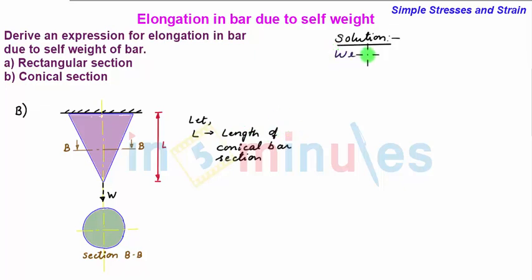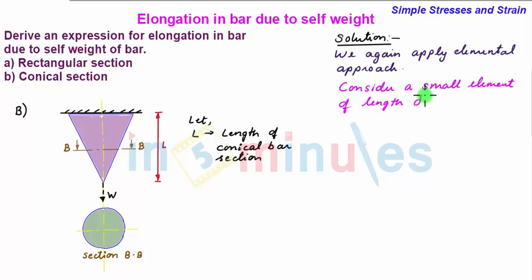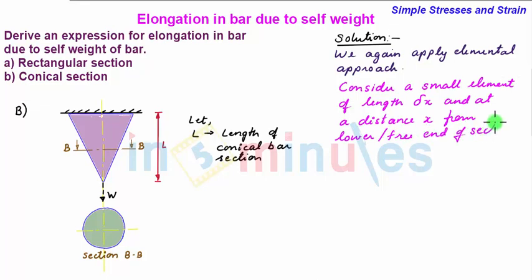So, solution: we again apply the elemental approach. Consider a small element of length delta x and at a distance x from the lower or free end of the section. So this is a small element of length delta x and at a distance x from the bottom or free end. Now we see that this small element is being subjected to a load or weight, which is the weight of this small conical section below this small element.